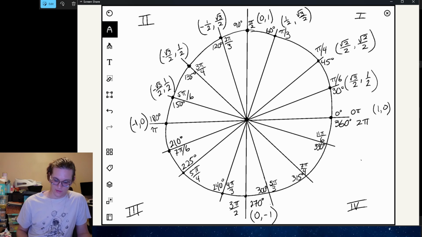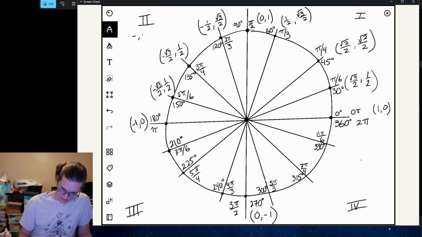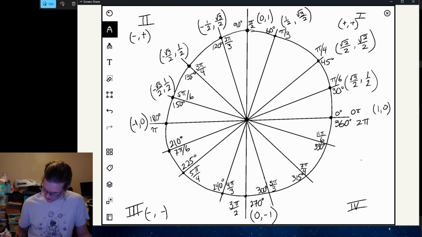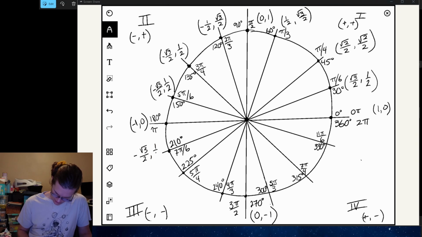Beautiful. And now the coordinates are easy. You guys got this, right? This is the minus plus area. This is the plus plus area. This is the minus minus area. And this is the plus minus area, which tells me that this angle here is simply, yep, root 3 over 2, 1/2, with a minus sign on both.